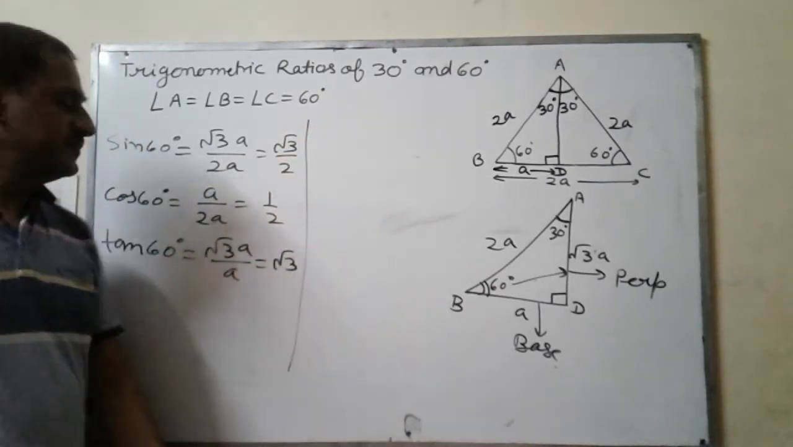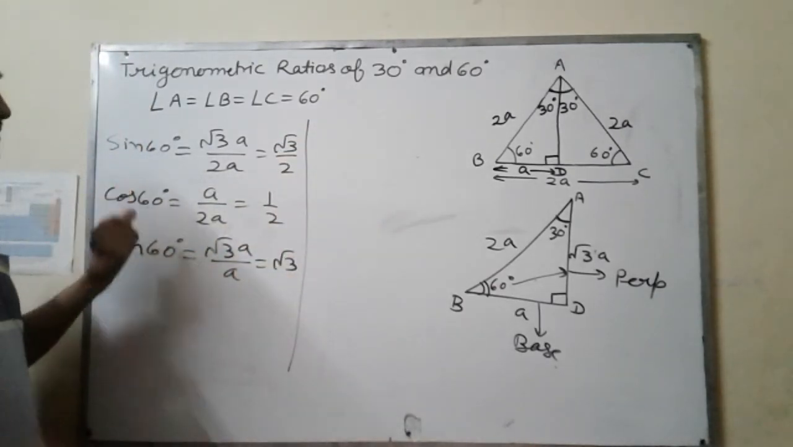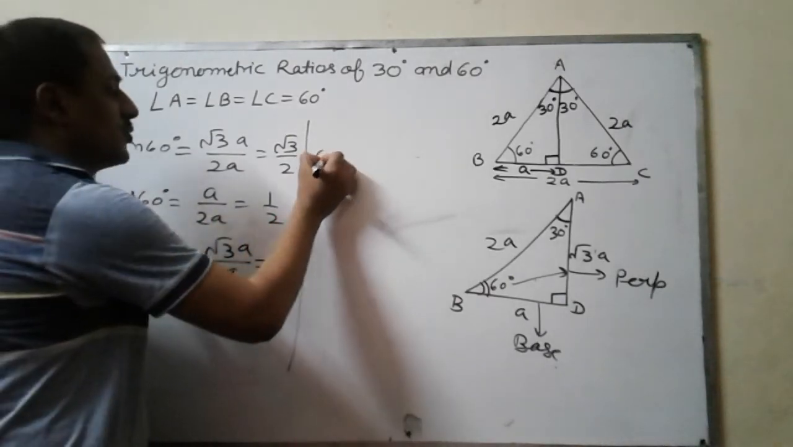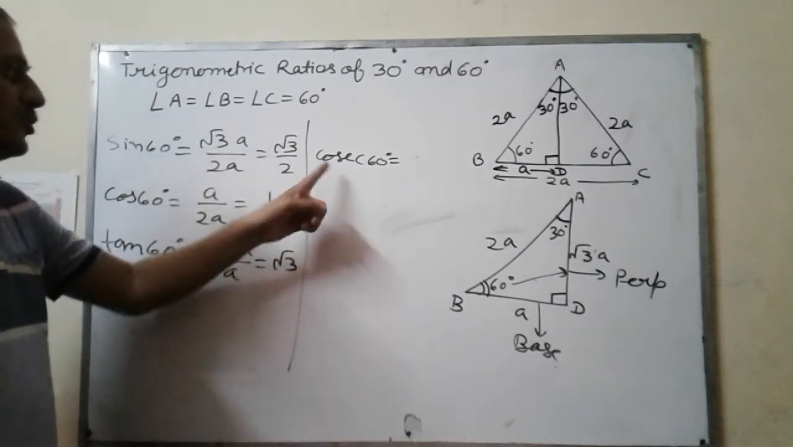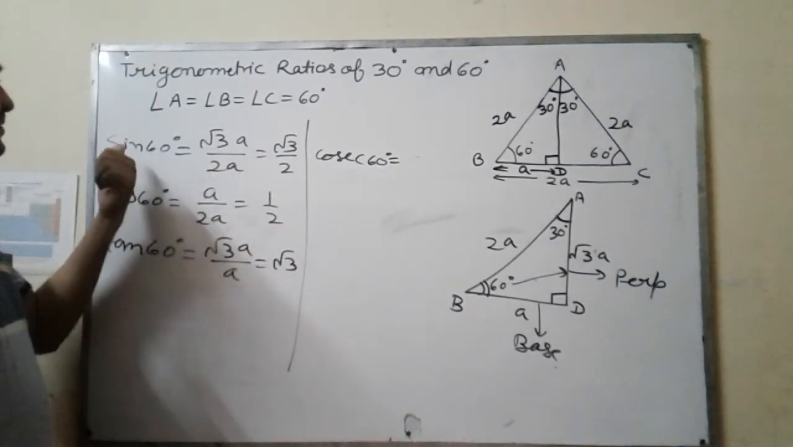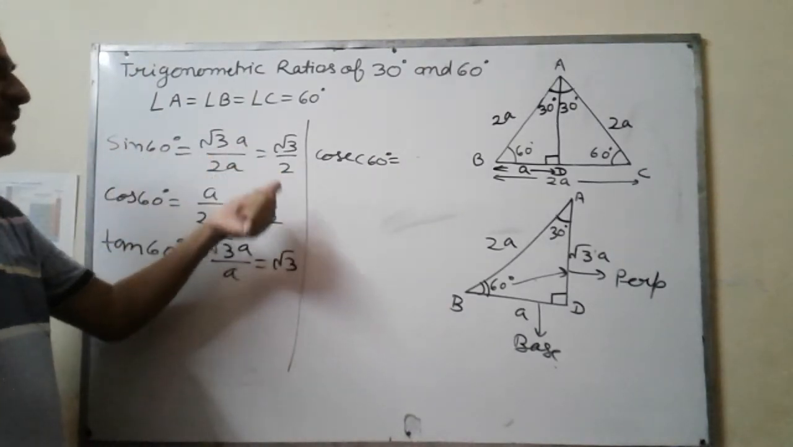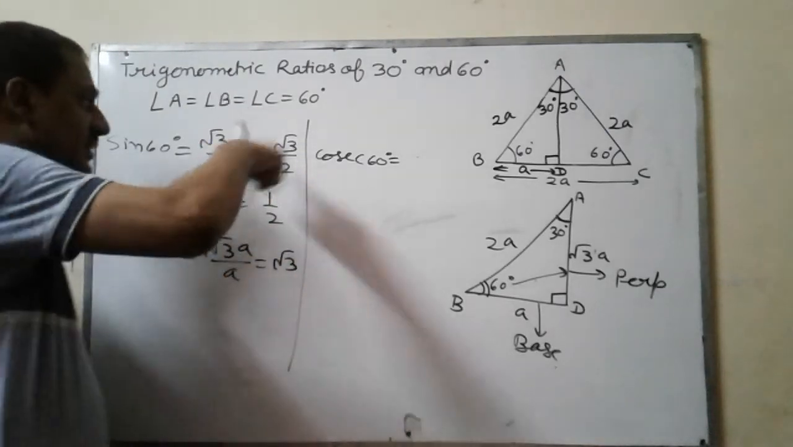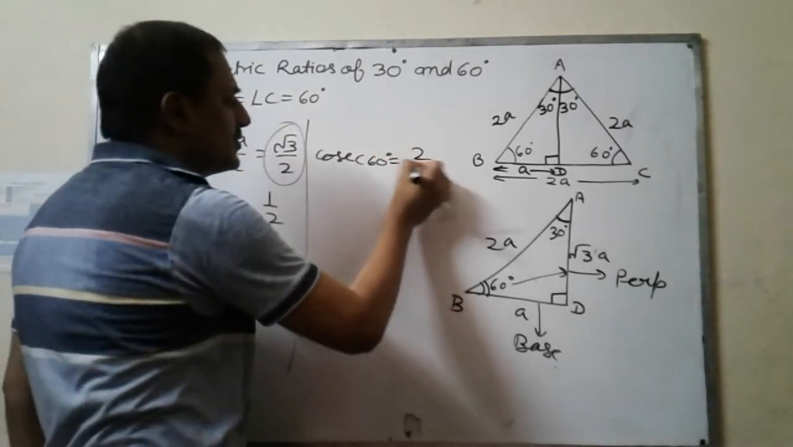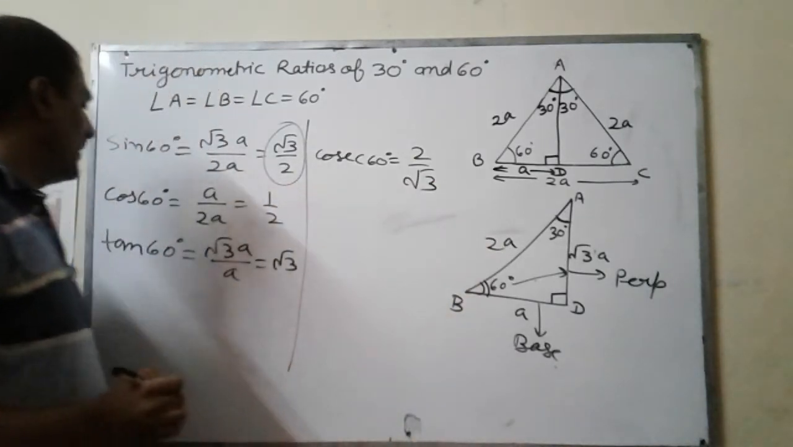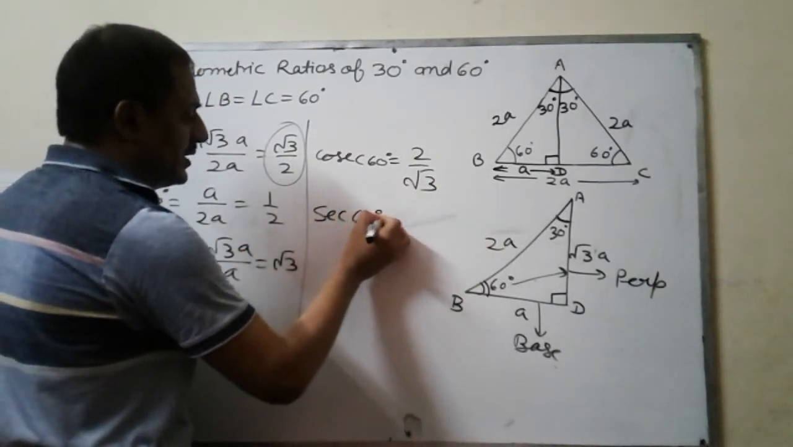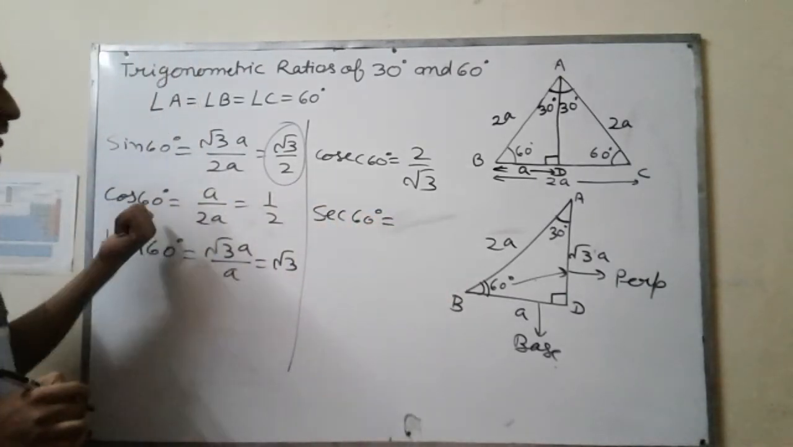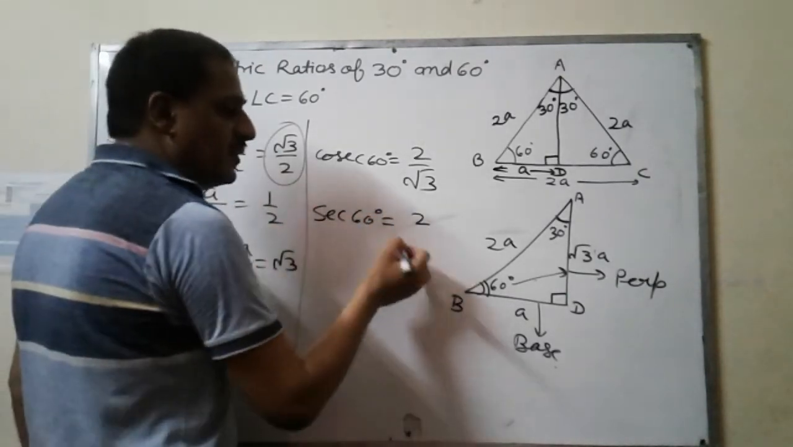Similarly, you can find the value of cosec 60 degree. As you know that cosec is the reciprocal of sine. The value of sine 60 is root 3 upon 2. Then the value of cosec 60 will be the reciprocal of this value, 2 upon root 3. And the value of sec 60 degree is equal to reciprocal of cos 60. 2 upon 1 is 2.